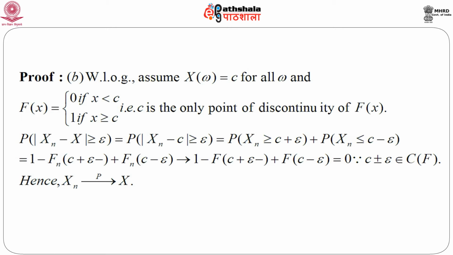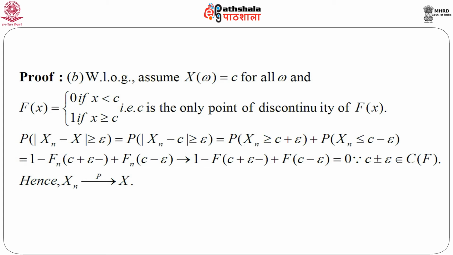So, it is clear c is the only point of discontinuity of capital F_X, if we define it over the entire real line. Let us consider whether convergence in probability holds for this sequence of random variables. We know that X_n converges to X in distribution, that is given. So, we want to calculate the probability that mod of X_n minus X is greater than or equal to epsilon. If we can show that this goes to 0 as n goes to infinity, then the proof is complete.